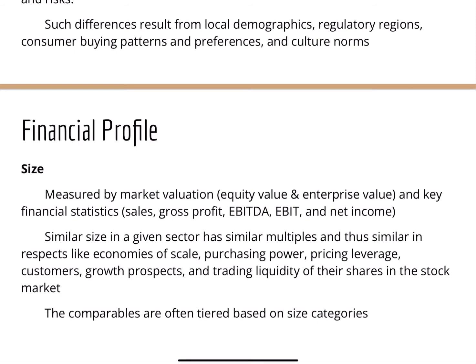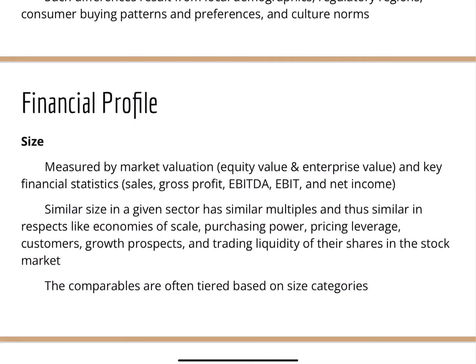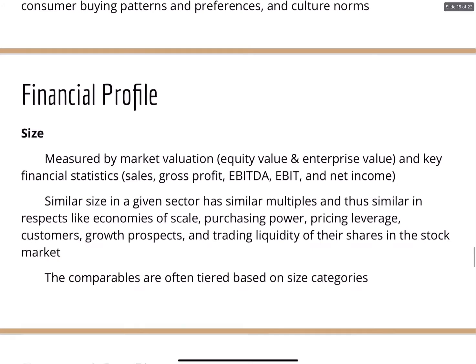Financial profile. We're going to analyze it after the business profile. Size is usually measured by business valuation, like equity value and enterprise value, and key financial statistics like sales, growth profile, EBITDA, EBIT, and net income. Similar size in a given sector has similar multiples and therefore similar perspectives like economies of scale, purchasing power, pricing leverage, customers, growth prospects, and trading liquidity of their shares. And the comparables are often tiered based on the size categories as well.